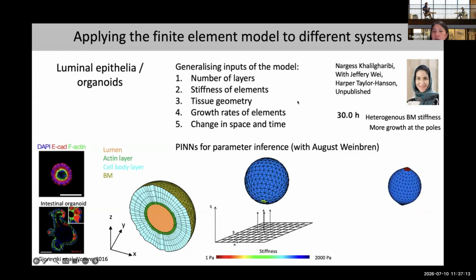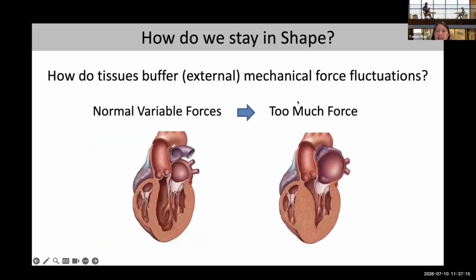Sorry, I'm trying to move the slides. Oh yeah, tissue homeostasis. So how do we actually stay in shape, right? Most of us, I mean, you're all probably sitting down. I don't know, some of you could be running while you're listening to this talk.